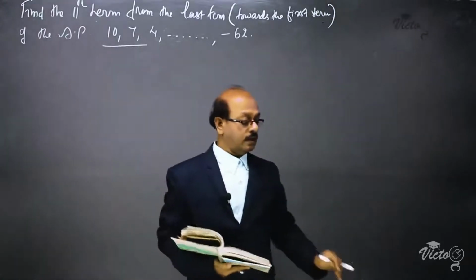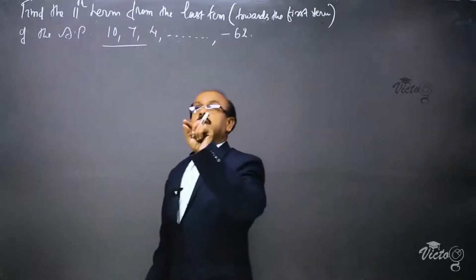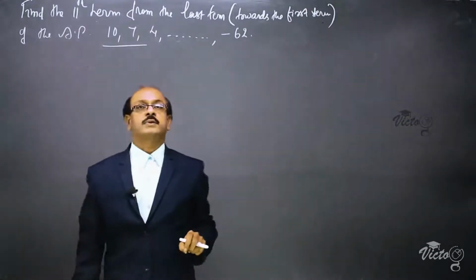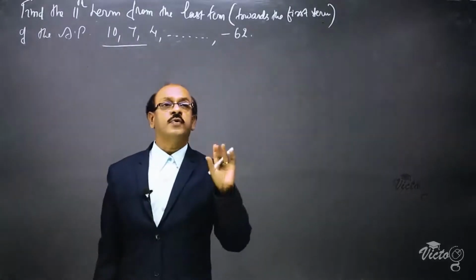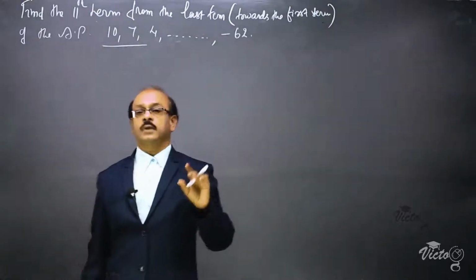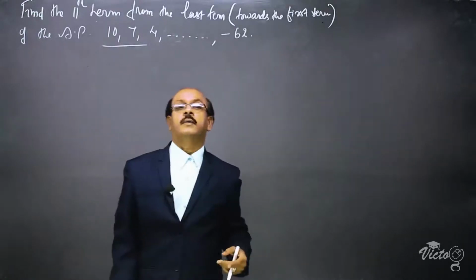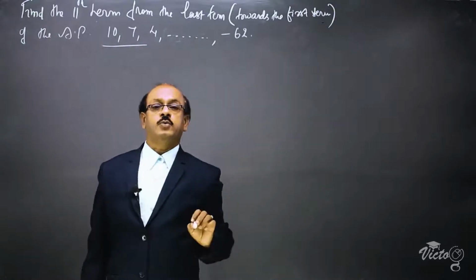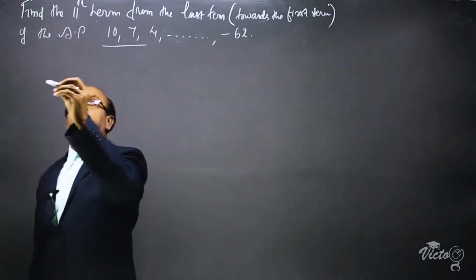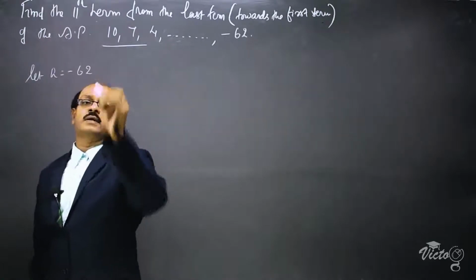This is the question. We have to find out the 11th term starting from the last term. So, we have to consider minus 62 as the first term. We have to find out the 11th term of the AP in the reverse order. That means, we are going to consider the first term of the AP to be minus 62. Let A is equal to minus 62.